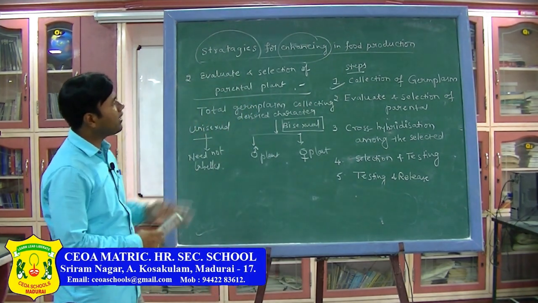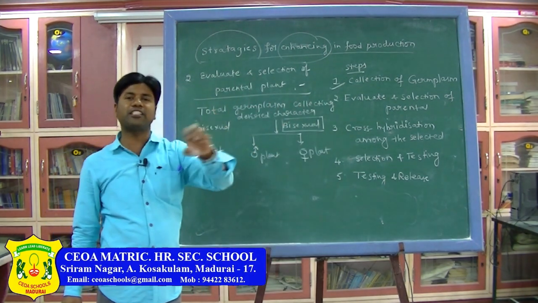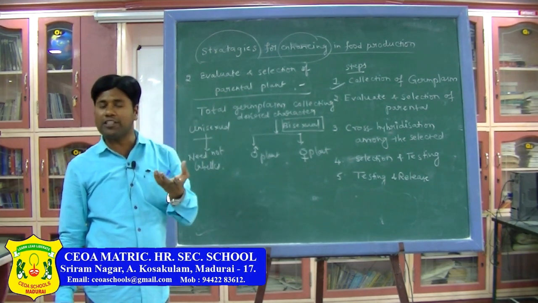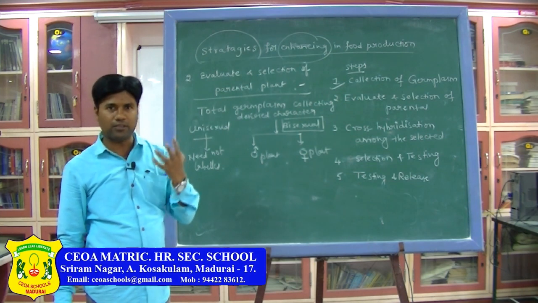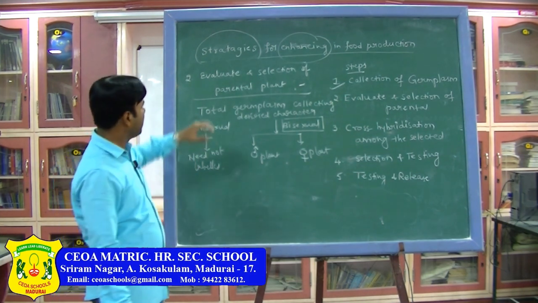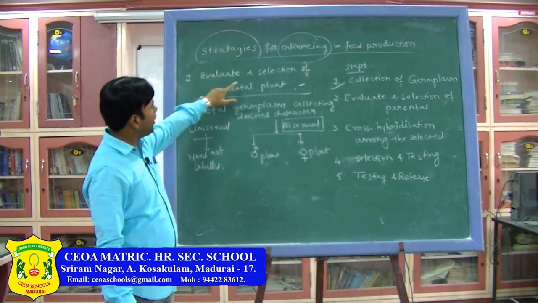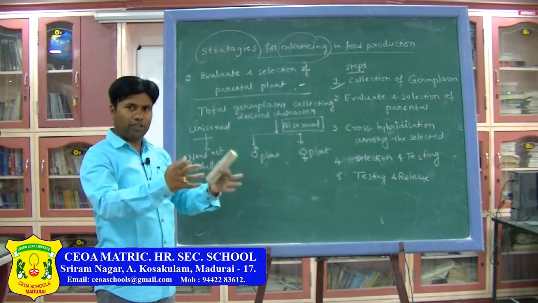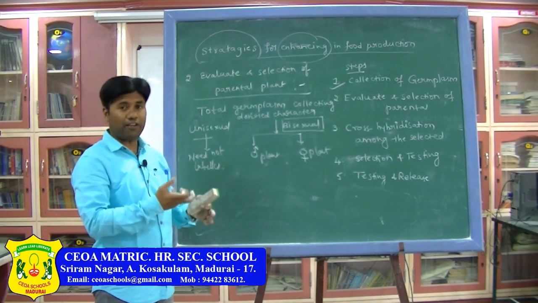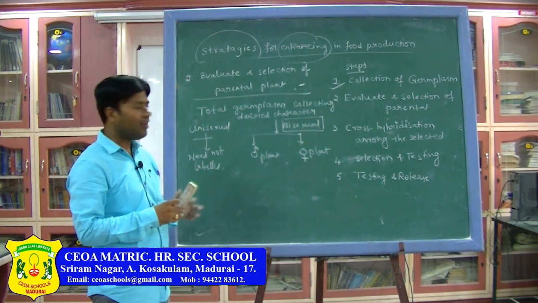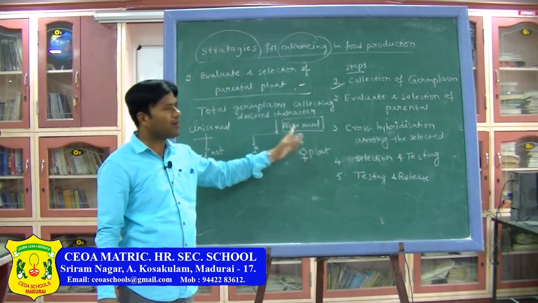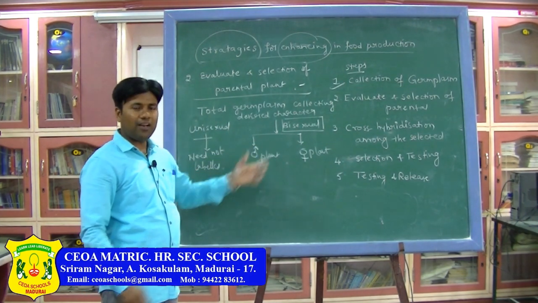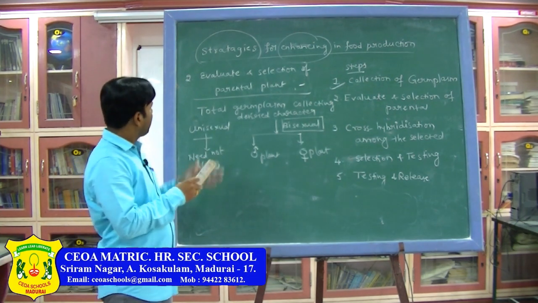So what we are doing in the first step is just collecting the germplasm. What type of germplasm? Having desired characteristics. So what is germplasm? Either seed or plant we are treating as germplasm. Next, second step: evaluate and select the parental ones. We have collected many seeds or plants. Among those plants, some unisexual are present, some bisexual are present. Unisexual you need not label, but bisexual we have to separate.